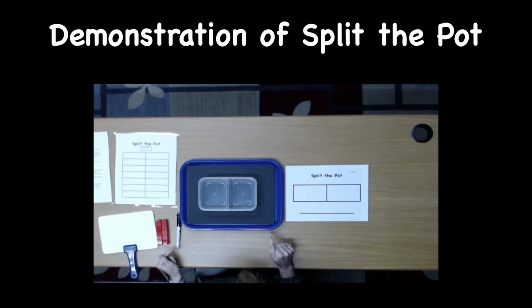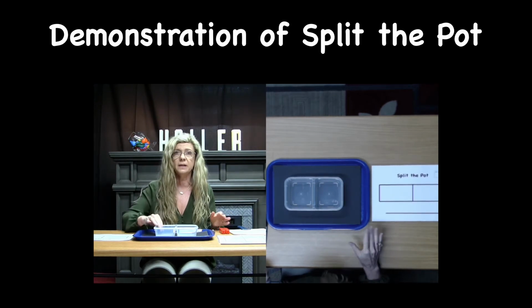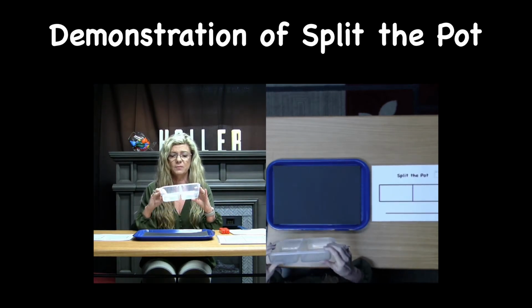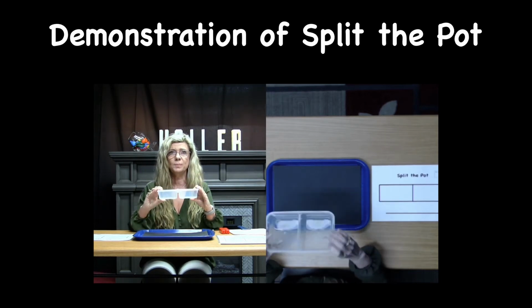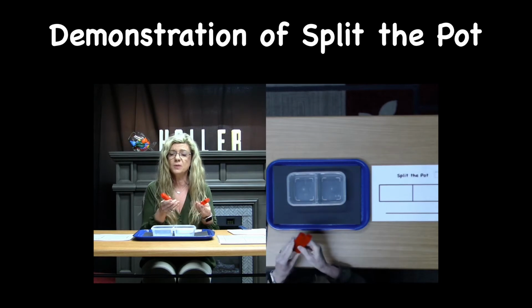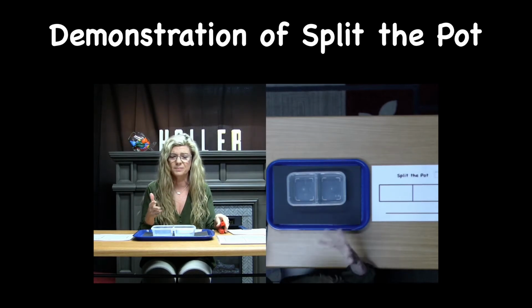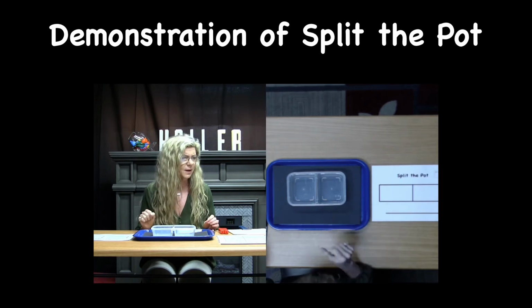Now, let's take a look at a demonstration of Split the Pot. So first of all, let's talk about those materials that you're going to need. You're going to need a divided container, and one that's divided equally will work best for you. You're going to need counters of some sort. I like to use the Unifix cubes. It's easy for the kids to draw, or little circular counters will work as well.